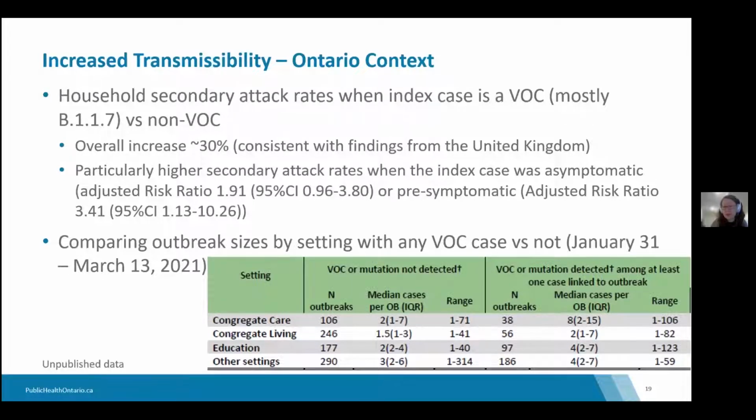One of the main issues there is that the person doesn't even know that they're necessarily infected, and yet there is higher transmission to others in the home when they're not even aware that they're infected themselves, by being asymptomatic or pre-symptomatic. We're also starting to see similar results in the size of outbreaks that are likely to be due to a variant versus not. Looking at outbreaks across a range of settings, from congregate care, congregate living, education, and other settings, across the board we're seeing slightly higher median cases per outbreak when there's a VOC detected compared to not. Probably the most dramatic is in the congregate care setting, where the median cases were 2, whereas that has now increased to 8 when there was a VOC detected.